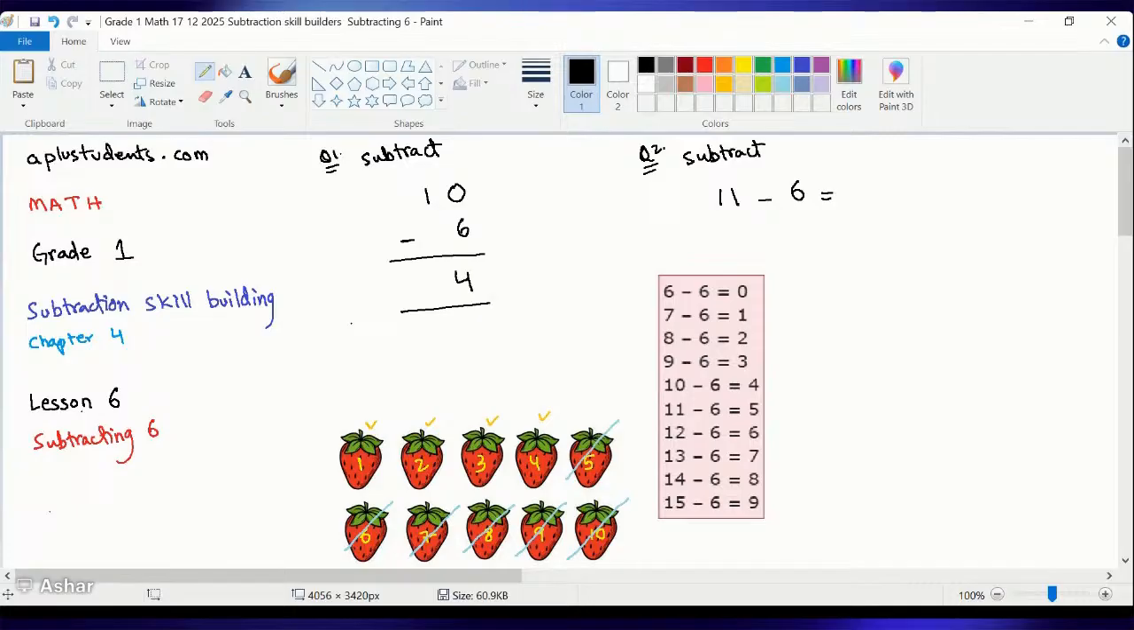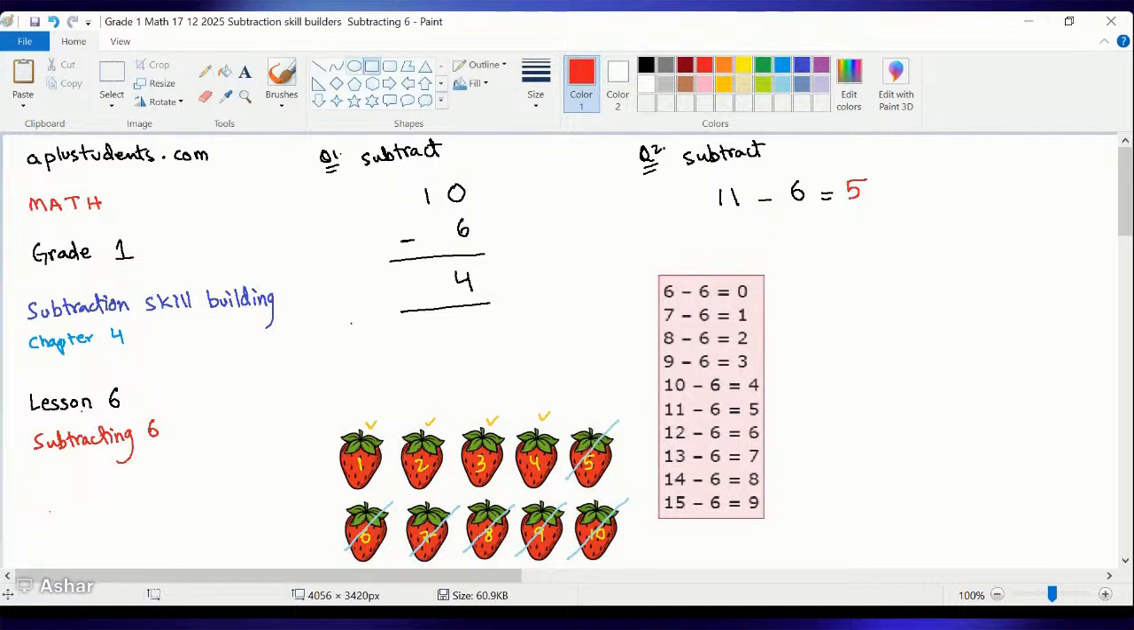7 minus 6 was 1. 8 minus 6 was 2. 9 minus 6 was 3. 10 minus 6 was 4. And 11 minus 6 was 5. Agreed? Or we can remember, do the same question.